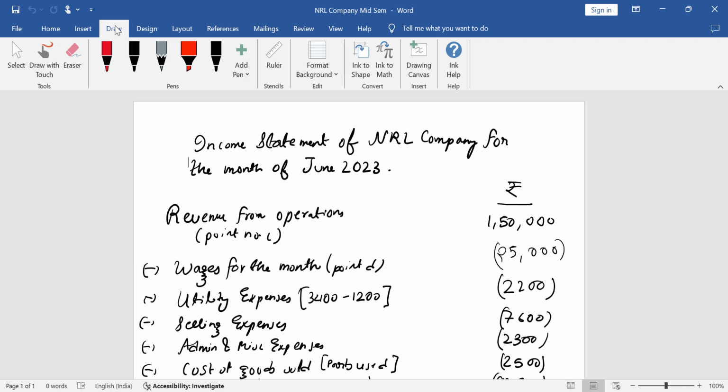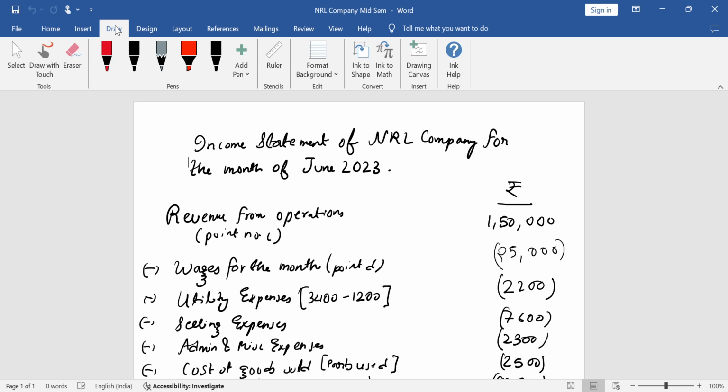Now we are going to solve the NRL company midsem question. As we all know, you are supposed to study only the income statement and balance sheet, so I have prepared the income statement part. Although if you knew the journal entries, this question would be really easy for you, but that's not possible right now. So I'll try to explain the logic behind taking the items under revenue and under expenses.